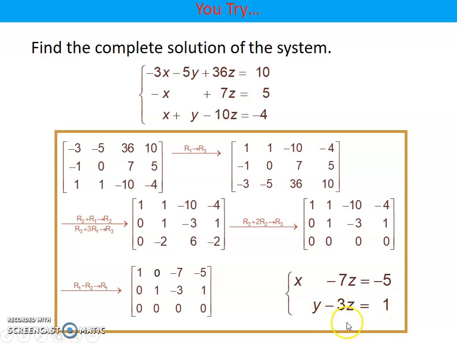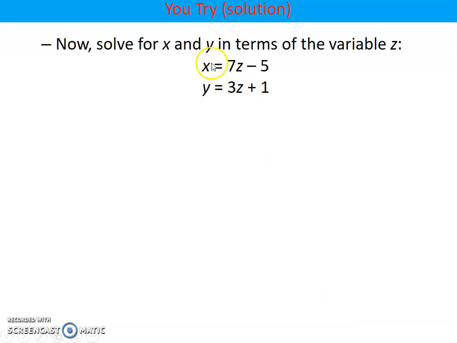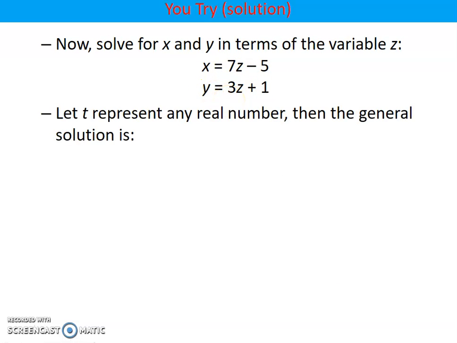And technically my last row says 0z equals 0. And so now I can allow z to be anything because I have infinitely many solutions. In this case, we are going to have x equal to 7z minus 5 and y equals 3z plus 1 if I were to solve each of those. Since z is going to be allowed to be anything, we'll replace that with t. And so my final solution is 7t minus 5, comma, 3t plus 1, comma, t.